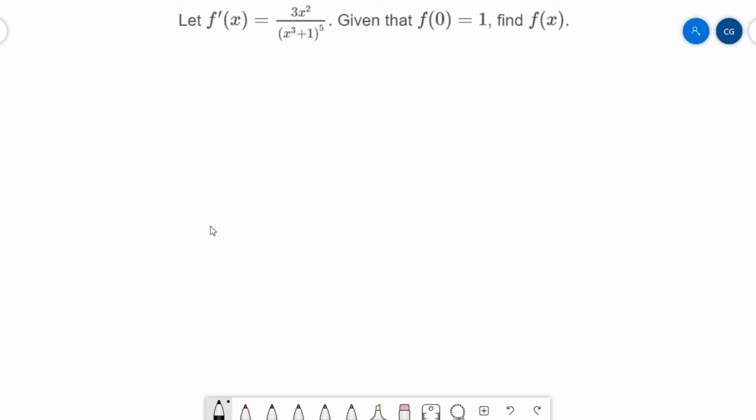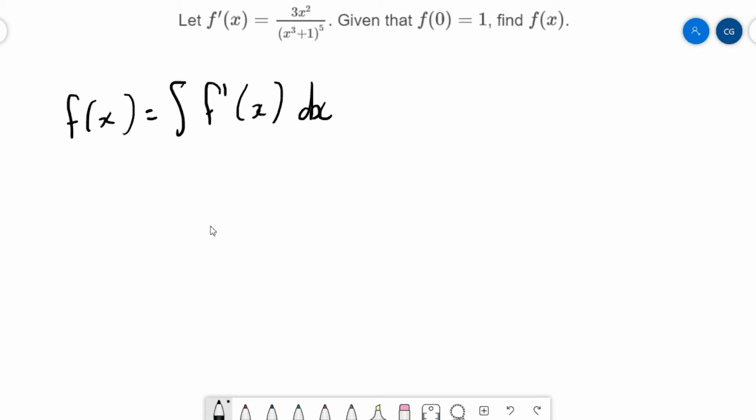Okay, let's take a look at two more examples of integration by substitution. So the first example that we're going to take a look at here is they give us the first derivative, and they ask us to find the original. That means if we want to find f of x, then f of x is equal to the integral of this first derivative dx.